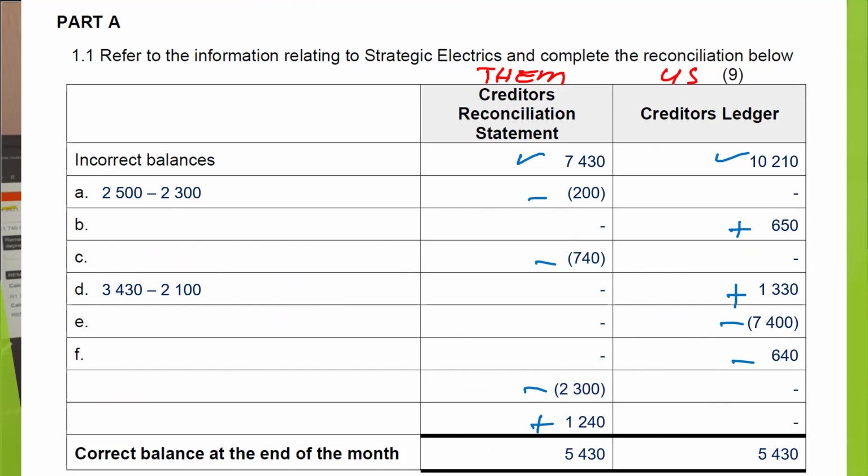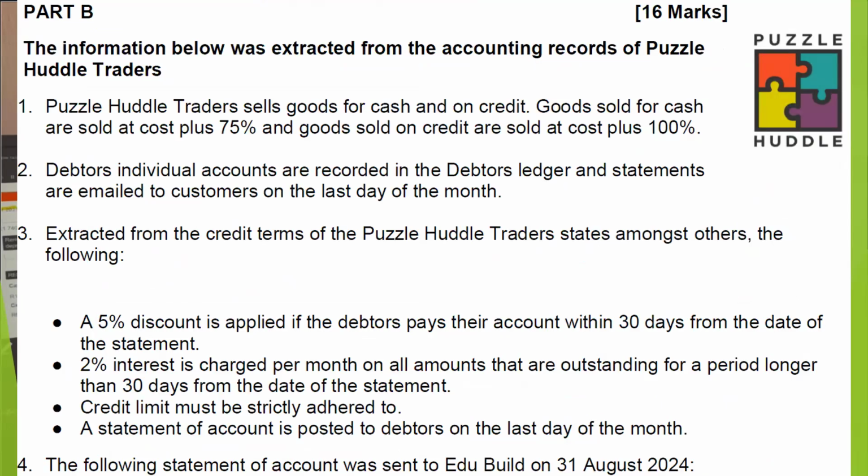Okay, let's go to part B. All right, this is part B, 16 marks. The other one was just 9 marks. This one, it's a lot of marks. Now we've got information below that was extracted from the accounting records of Puzzle Handle Traders. Puzzle Handle Traders sells goods for cash and on credit. Goods sold for cash are sold at cost plus 75%, and goods sold on credit are sold at cost plus 100%. Debtors' individual accounts are recorded in the debtors ledger, and statements are emailed to customers on the last day of the month.